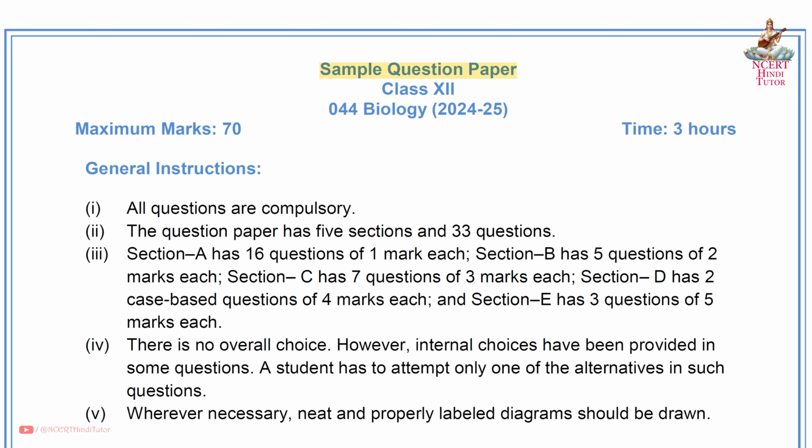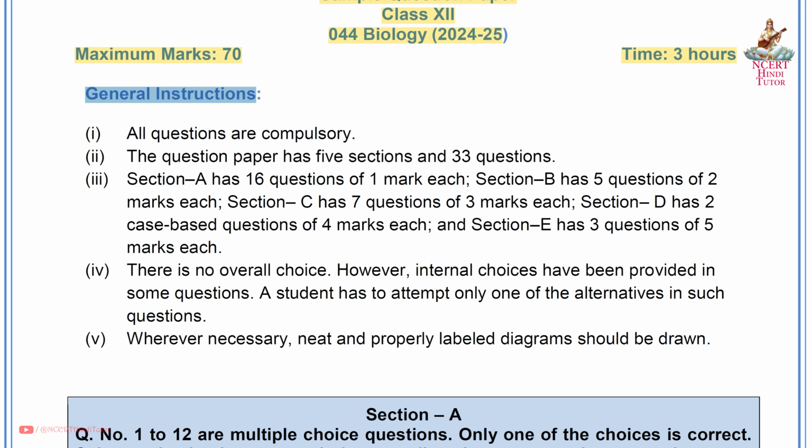Sample question paper, class 12, code 044, biology 2024-25. Maximum marks 70, time 3 hours. General instructions. Friends, you can pause the video and see all the general instructions.